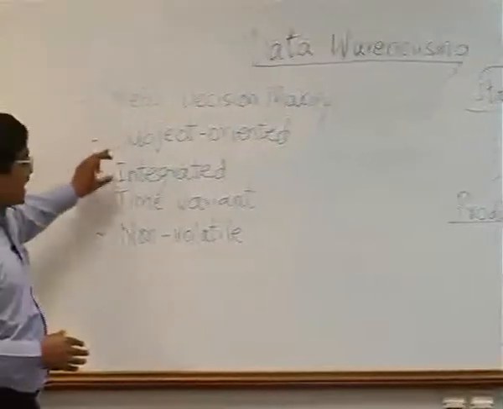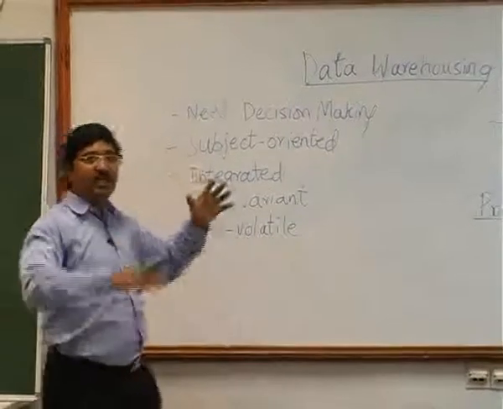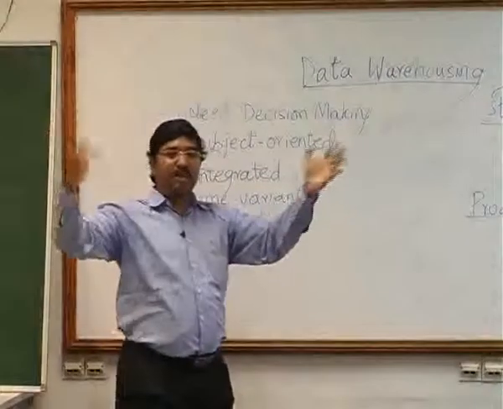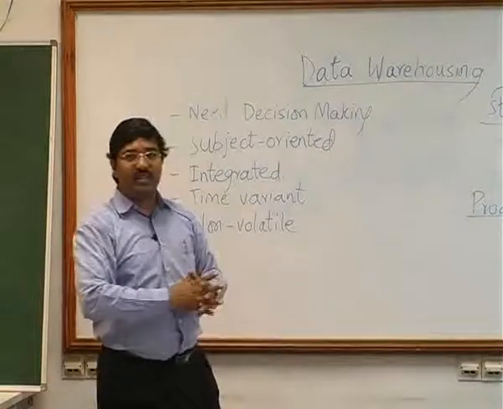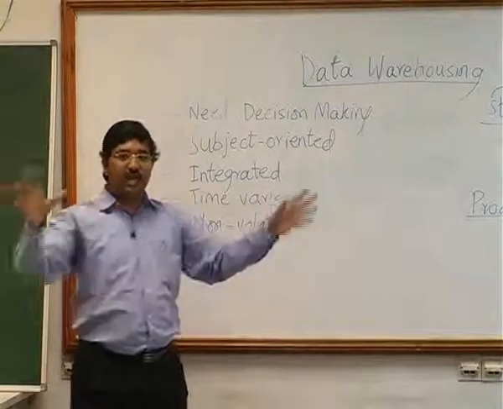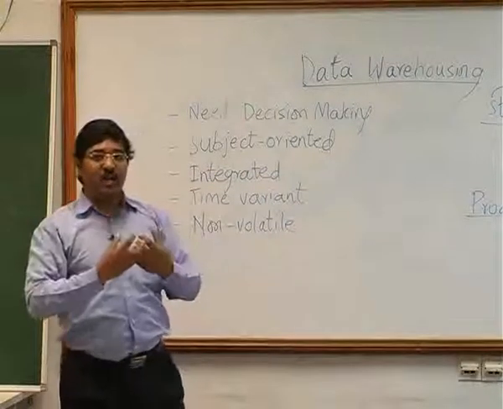Then the second aspect of a data warehouse is that it's integrated. Integrated means that from all the different departments, all the different locations, all the different branches where this enterprise is present, the data is integrated into one place.